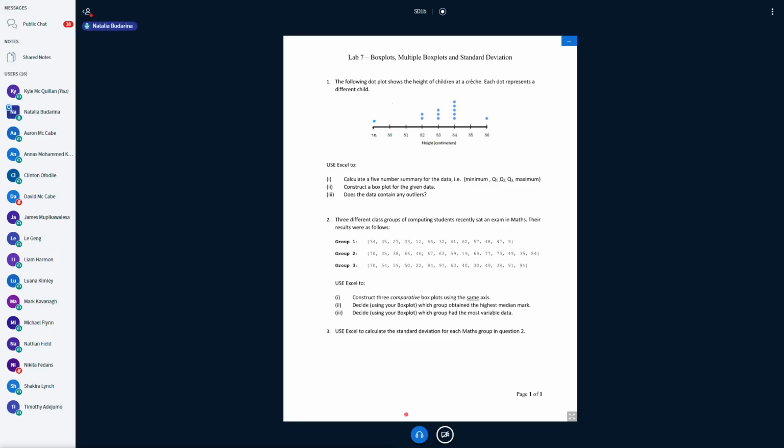Okay, lab 7. Yes, what do we need to do here? Again, as in the previous lab, we need to calculate a 5-number summary for data. Yes, so Q1, Q2, Q3, minimum, maximum, and construct a box plot and decide do we have any outliers or not. Now again, for outliers, you need to find, like we did in the exercise today, Q1 minus 1.5 IQR and Q3 plus 1.5 IQR, and see do we have values below the first number or above the second number.